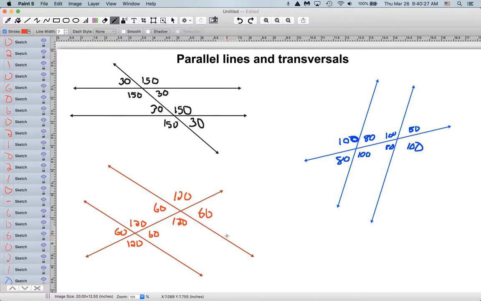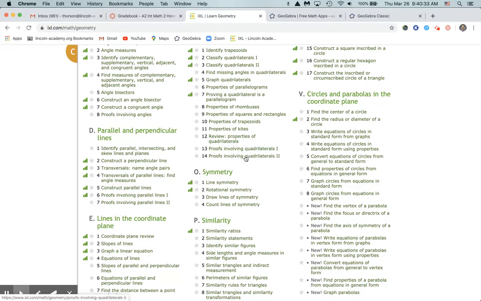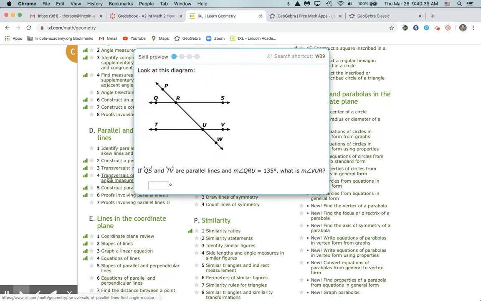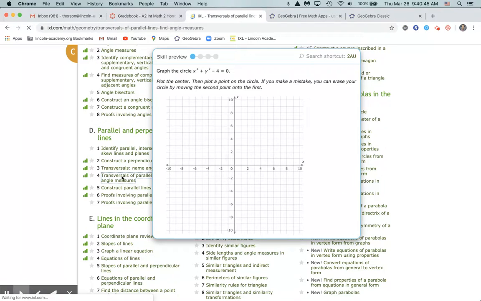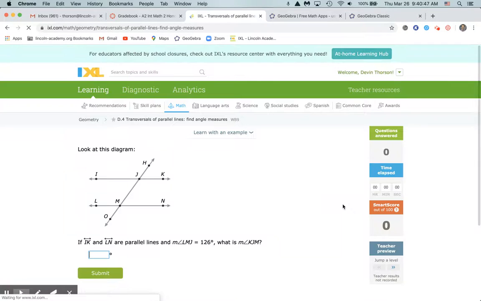So what you'll be doing in today's homework, rather than trying to find out which ones are vertical, which ones are alternate interior, which ones are alternate exterior, and so forth, all you're going to be doing is finding angle measure. So I want you to do IXL Geometry, Section D. I want you to do number 4, transversals of parallel lines, finding angle measure. And I'm going to show you how easy this lesson is actually.